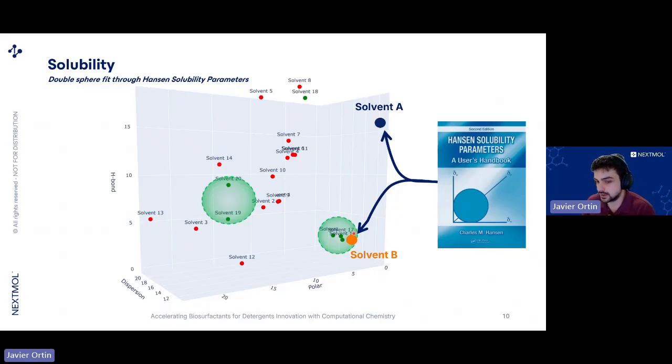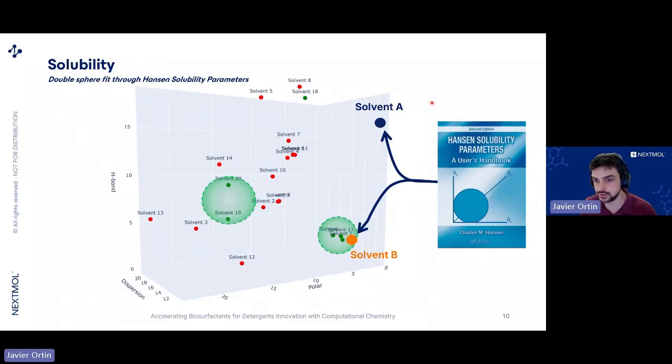These solvents can be represented as dots, as you can see here, for solvent A and solvent B. And then we have to assess if this solvent is inside or outside the solubility sphere. In a case like this, where this solvent is inside our solubility sphere, we will be able to predict that our surfactant is soluble in this solvent without the need to go into the lab and test this. And on the other hand, we have this other situation in which this solvent, its point, is located outside of the solubility sphere, meaning that we already know that this surfactant is not soluble in solvent A.